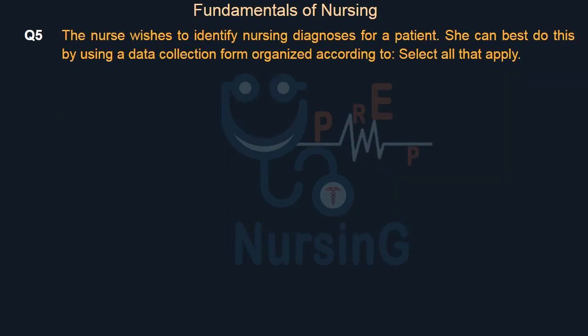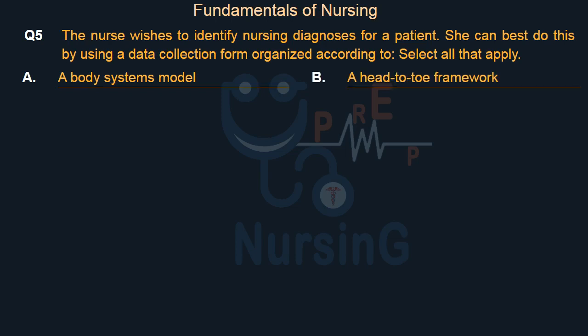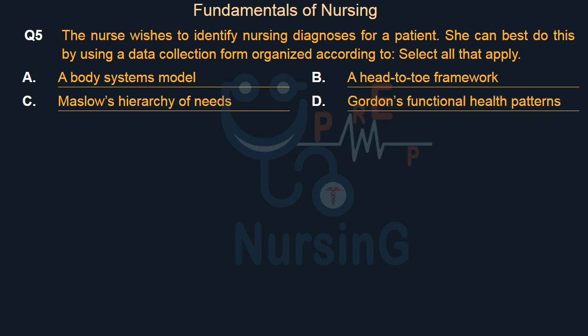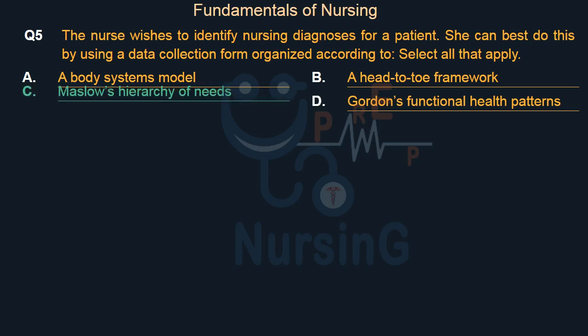The nurse wishes to identify nursing diagnoses for a patient. She can best do this by using a data collection form organized according to, select all that apply: Option A. A body systems model. Option B. A head-to-toe framework. Option C. Maslow's hierarchy of needs. Option D. Gordon's functional health patterns. Right answer is Option C.